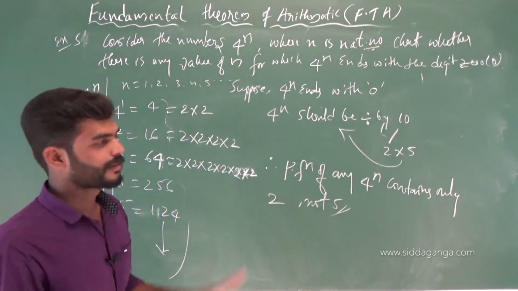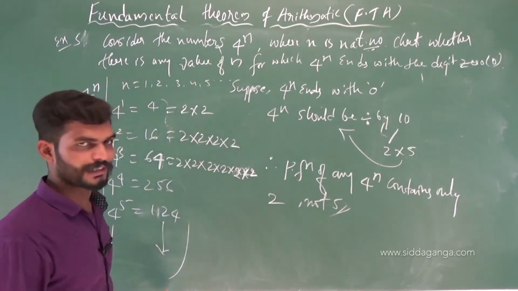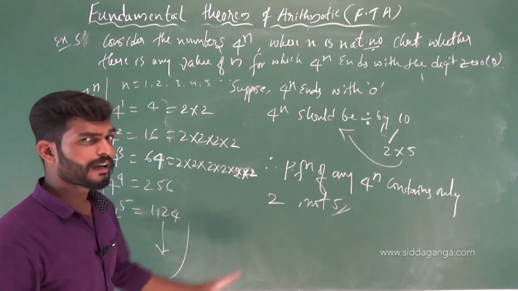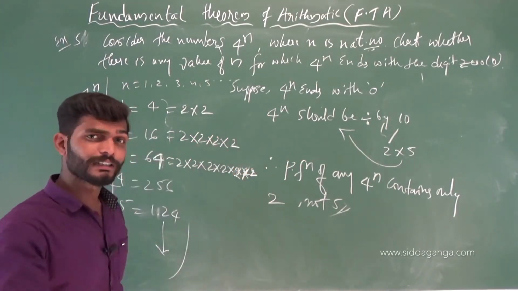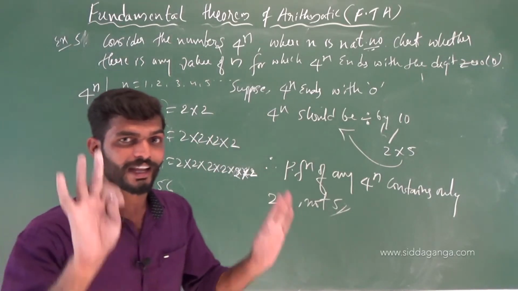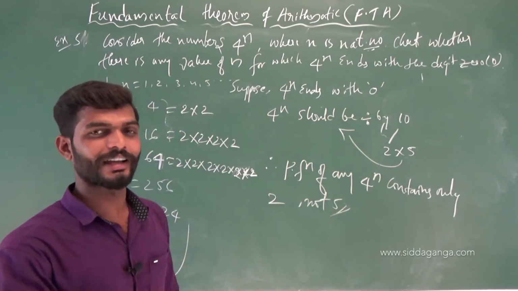That's why 5 cannot divide any of these numbers. If 5 cannot divide, it means 10 cannot divide. 10 cannot divide means there is no 0 at the end.